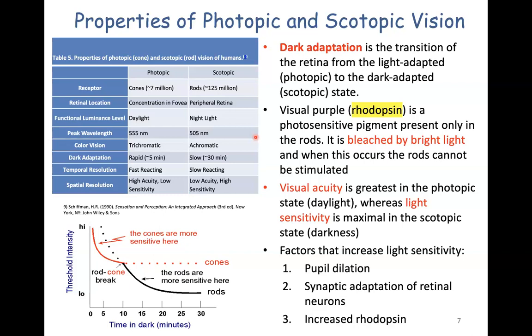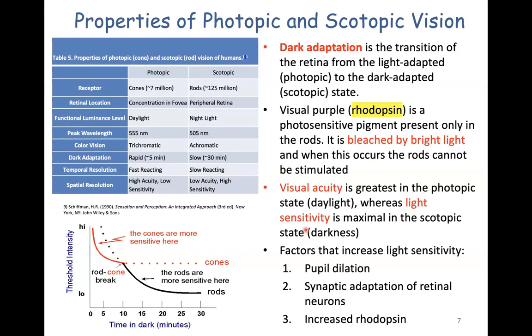So in bright light, your visual acuity is the greatest. That is when you're able to see colors more, shapes better, things like that. However, when light is minimal, so in darkness, that is when your light sensitivity, the sensitivity of your eye to even the slightest bit of light, is the greatest.